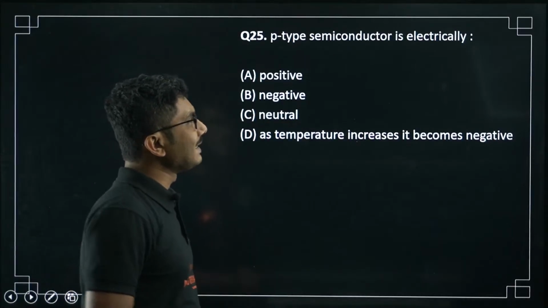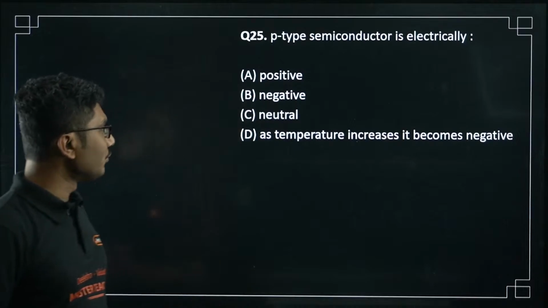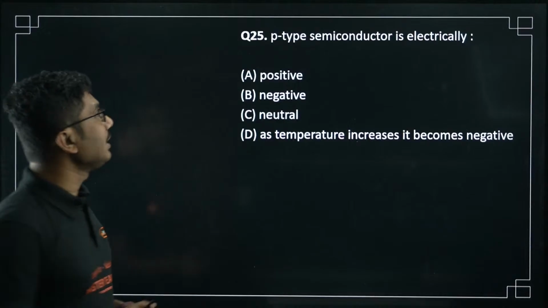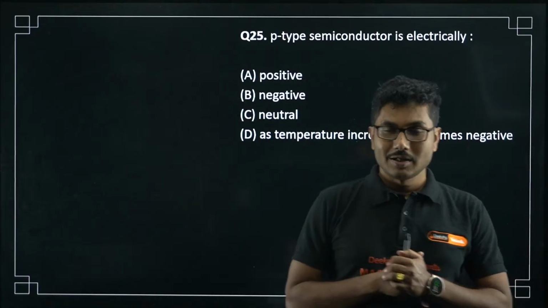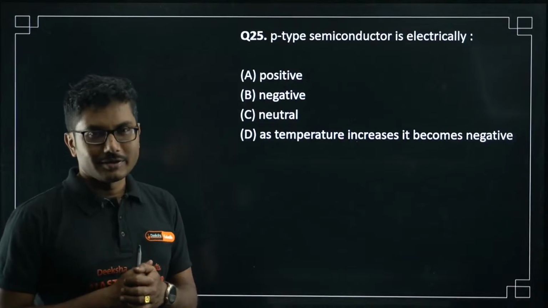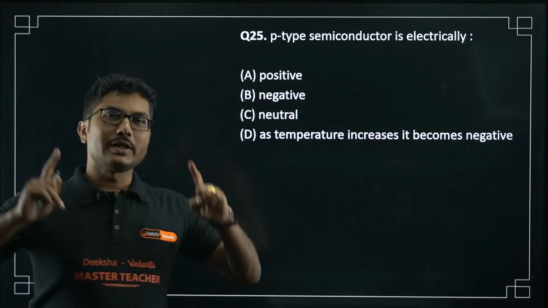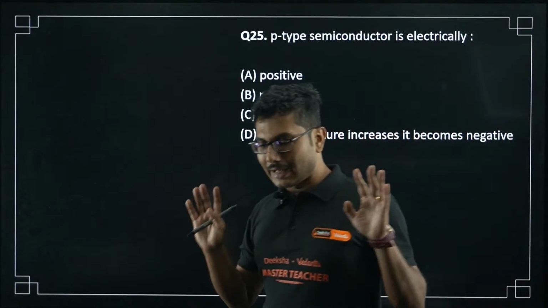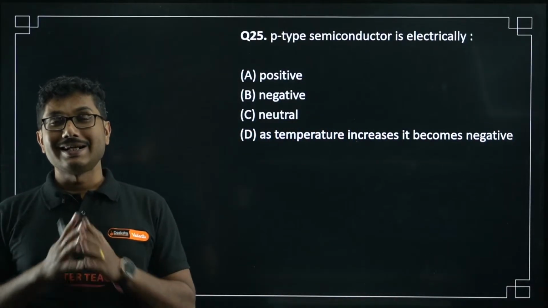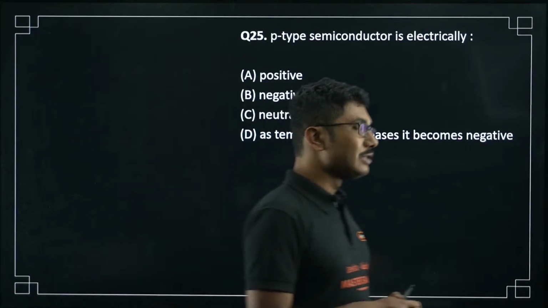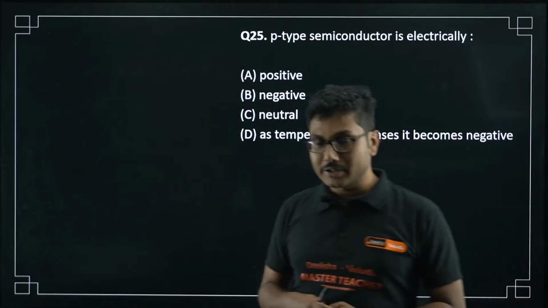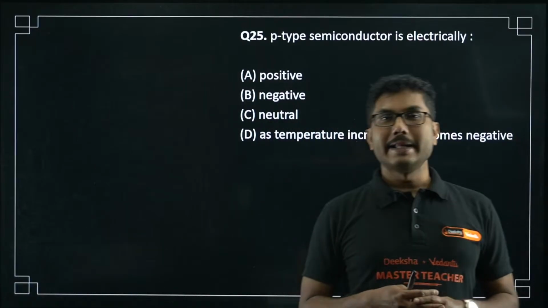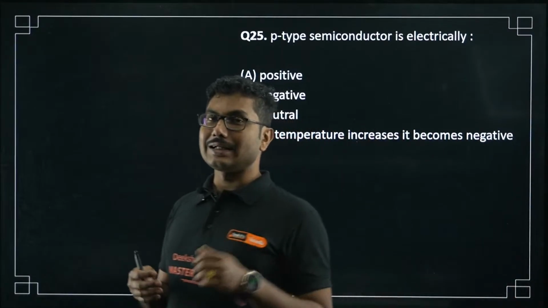A p-type semiconductor is electrically positive, negative, or neutral? As the temperature increases, it becomes negative. Okay, very interesting question. So a p-type semiconductor is electrically what? Positive, because it has more holes, right? That should be the answer. Actually, no. P-type, N-type, PN type, whatever the diode or semiconductor is, it is electrically neutral because you are not adding any extra charge to the system. The only thing you are doing is adding impurity to it. Adding impurity does not change its electrical neutrality.